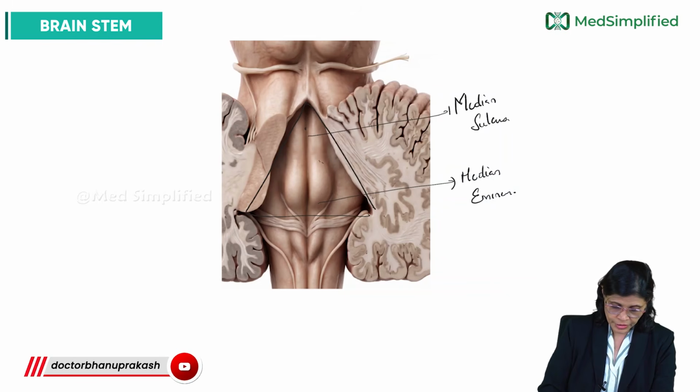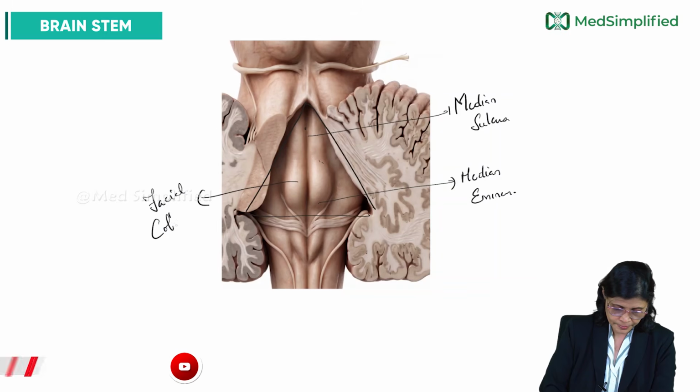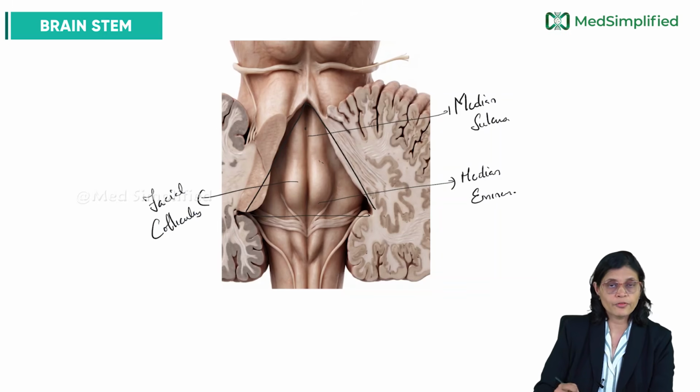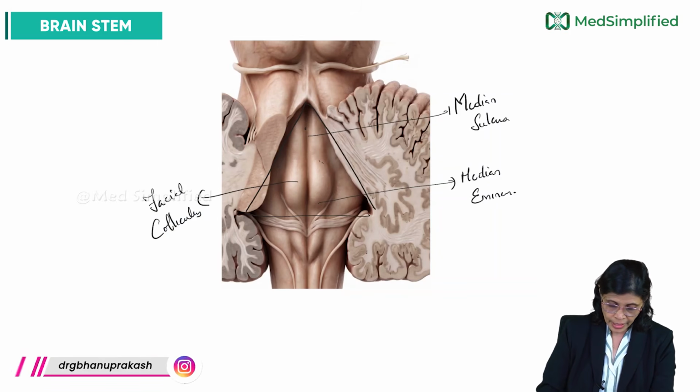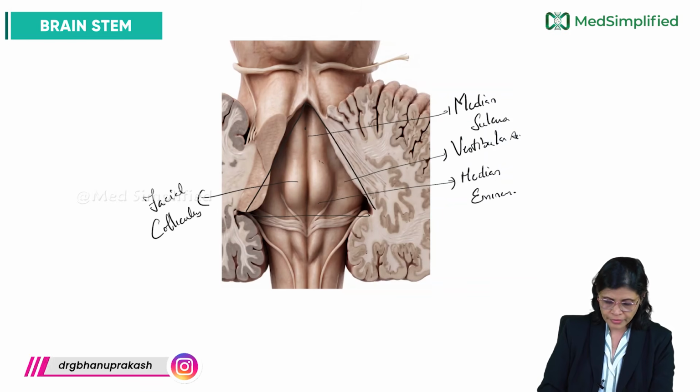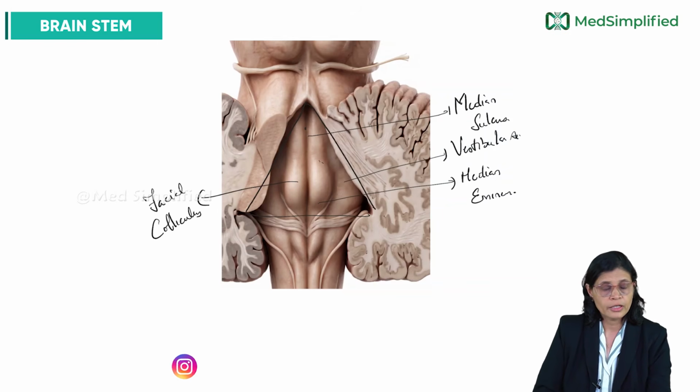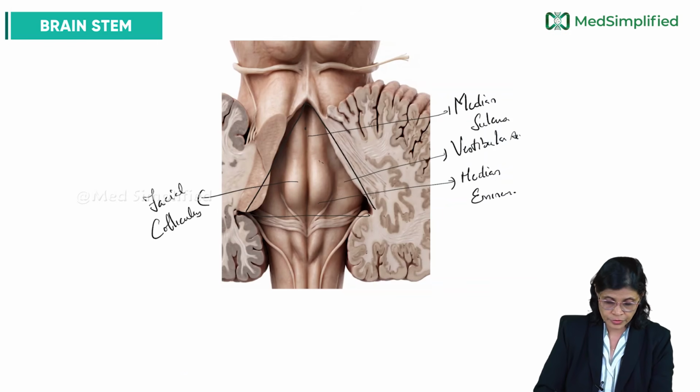And this elevation which is formed here, we call the facial colliculus. This is basically formed by the winding of the facial nerve around the abducent nuclei. And here we have the vestibular area. So, these are the main features which we see on the dorsal surface of the pons.